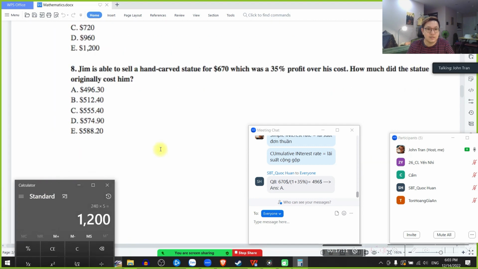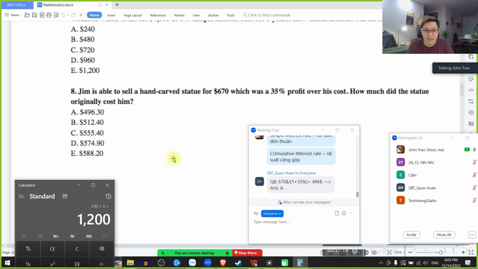1200. Number 8, Jim is able to sell a hand carved statue for $670, which was a 35% profit over his cost. How much did the statue originally cost him? Anh Jim này có thể bán được một cái tượng tạc bàn tay với giá $670, mà giá này đã tính 35% lợi nhuận lên trên cái chi phí anh phải trả ra rồi, thì đương nhiên bán có lời mới bán chứ. Of course, if you have profit, that's when you sell. Thì hỏi là cái tượng đó lúc đầu đã tốn của anh ta bao nhiêu tiền.